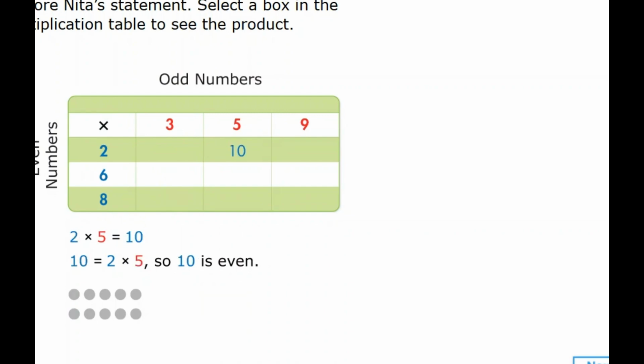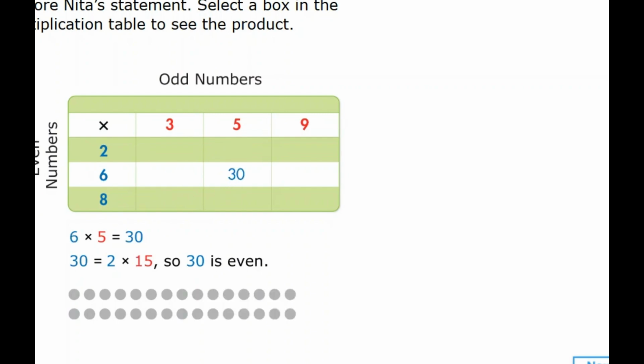2 times 5 equals 10. 10 equals 2 times 5, so 10 is even. 6 times 5 equals 30. 30 equals 2 times 15, so 30 is even. 8 times 5 equals 40. 40 equals 2 times 20, so 40 is even.